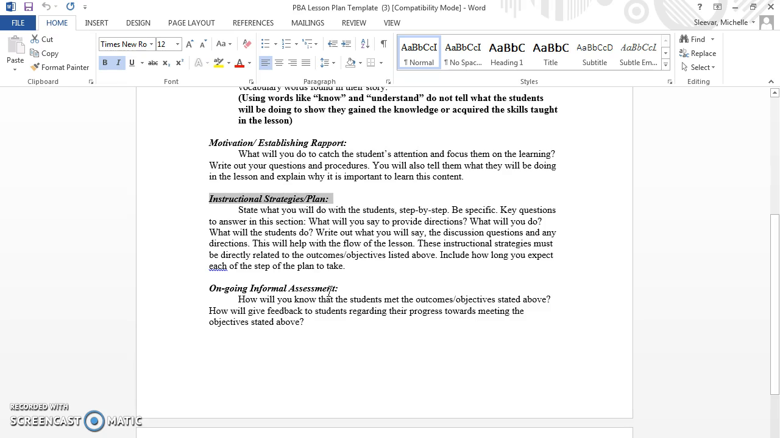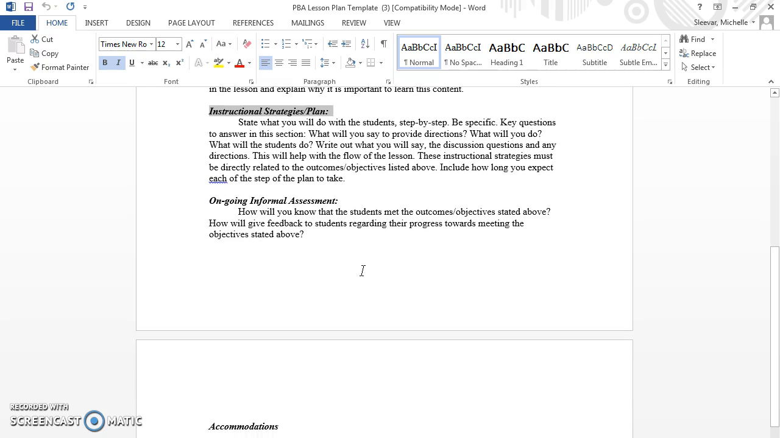I would like it to be much more detailed than that, but I would like it to be in list form. It's easy to follow that way for you and for anyone that would substitute for your lesson. Reading a narrative would be too difficult. So list all of the steps that you plan to take during the lesson. Then once you have gone through those steps, you're going to move on to the next section, which is the ongoing informal assessment.